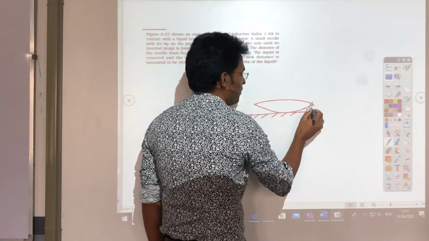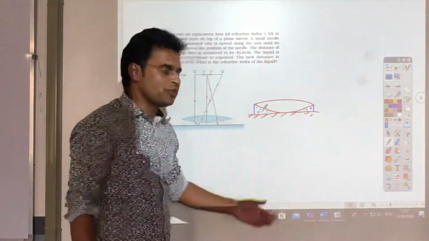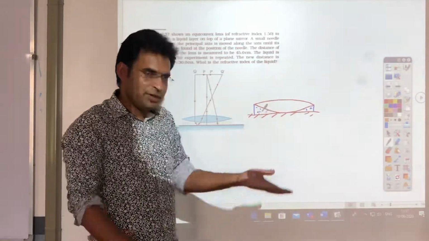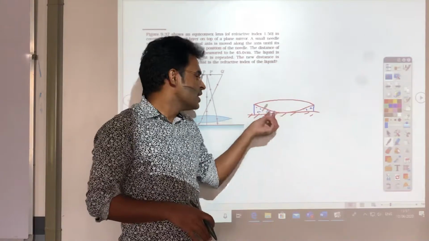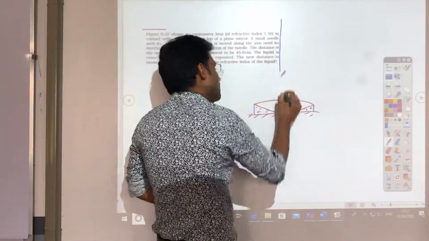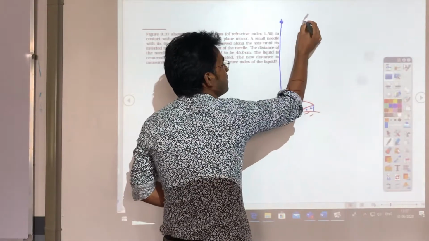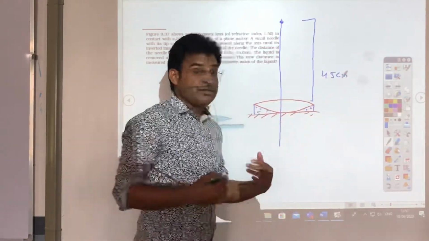Like this. In the lab we do this experiment actually. In 12th grade lab this experiment is there. So we put one liquid inside this, in between the lens and mirror. This is the mirror and the upper part is the lens. In between mirror and lens we are putting some liquid. And they say one pin is there and one object is there at 45 centimeter, and the image is forming at 45 centimeter itself.